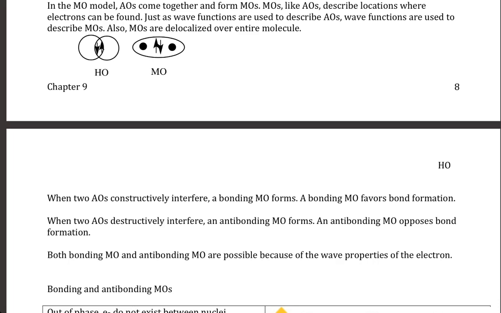One more thing about molecular orbitals is they are not localized about particular nuclei. They are really about the whole molecule. So we say that molecular orbitals are delocalized over the entire molecule. And the picture there, I try to describe that.